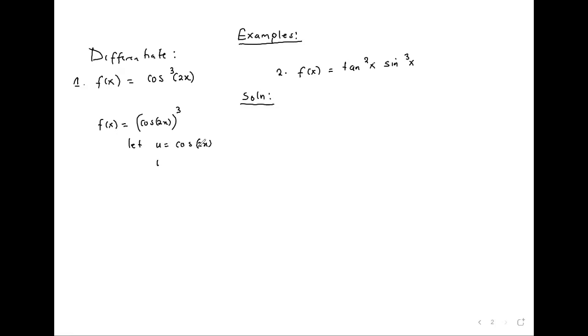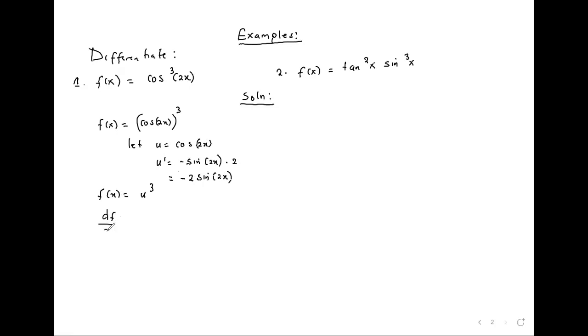so that if we differentiate u, the first thing we do is to differentiate cos. It becomes negative sine, and then differentiate its inside, we get 2. Altogether we'll have negative 2 sine 2x. Go back to the question and write it in the form u power 3.